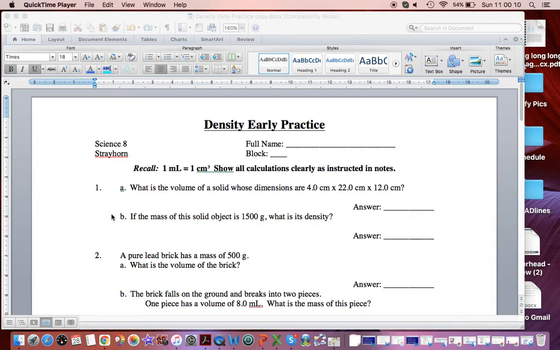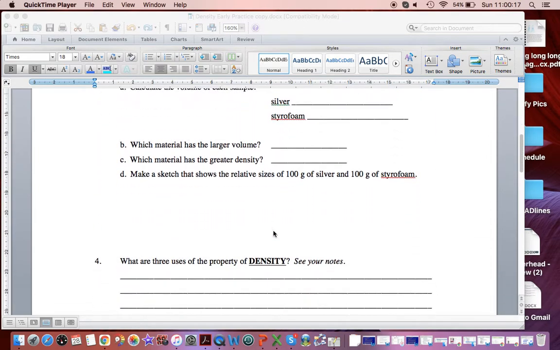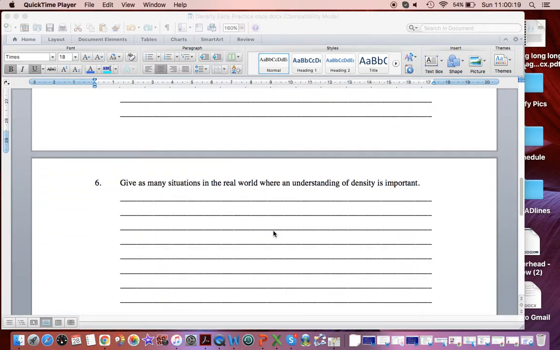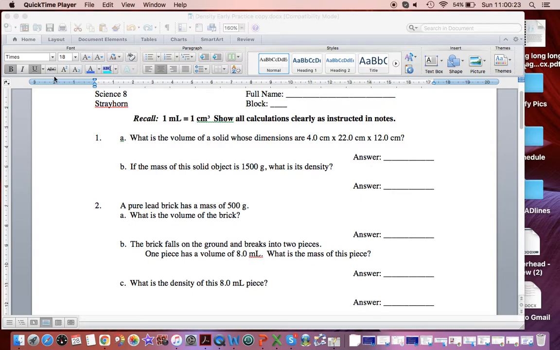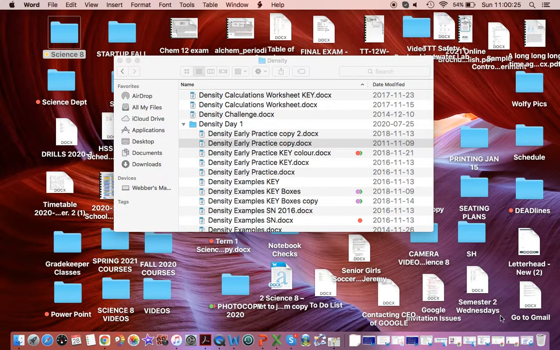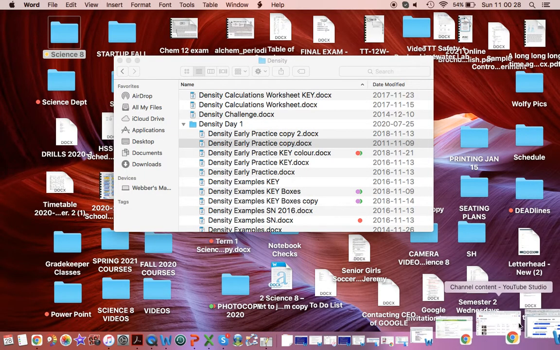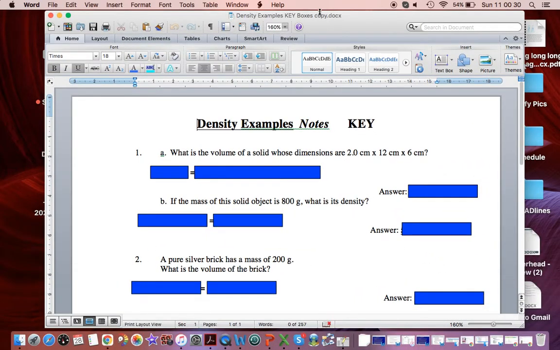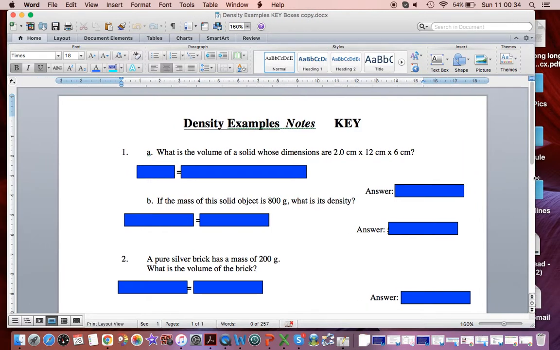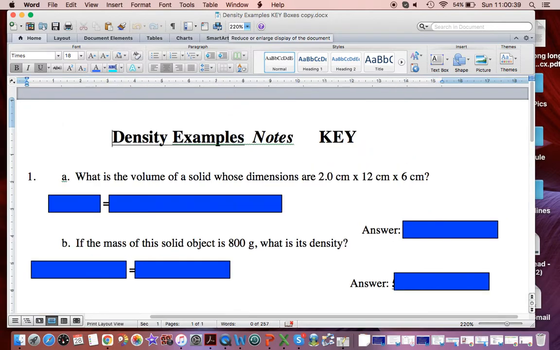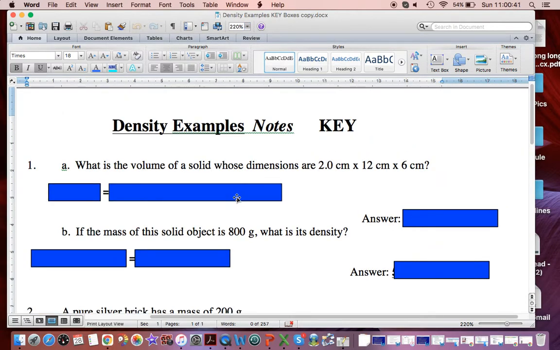Good day. You have a worksheet that looks like this, Density Early Practice. It has a bunch of questions that ask a range of things about density, but these early questions here we're going to help you with by looking at density examples, notes. So if you follow the pattern, you're going to have very few problems tackling these questions.